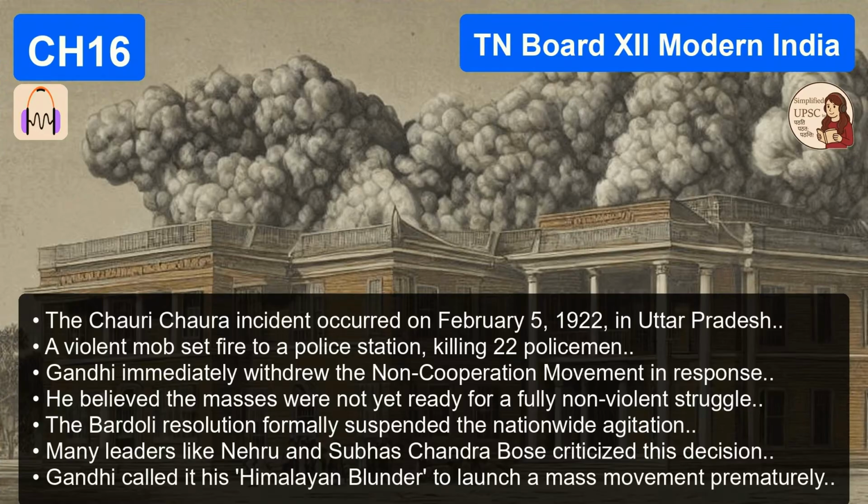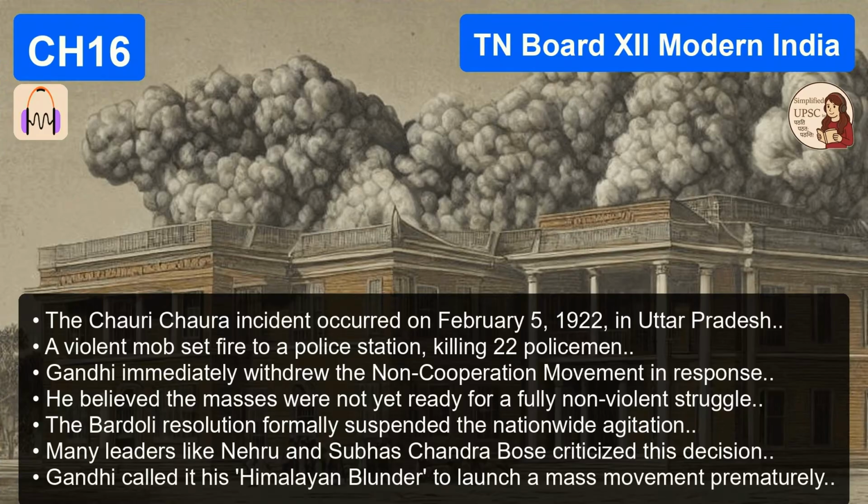This leaves a political void, doesn't it? A huge void. And this leads to what we can call the period of the void and the resurgence, from about 1923 to 1929. With Gandhi in jail, the Congress actually split into two camps over strategy. You had the pro-changers and the no-changers. Okay, break that down for us.